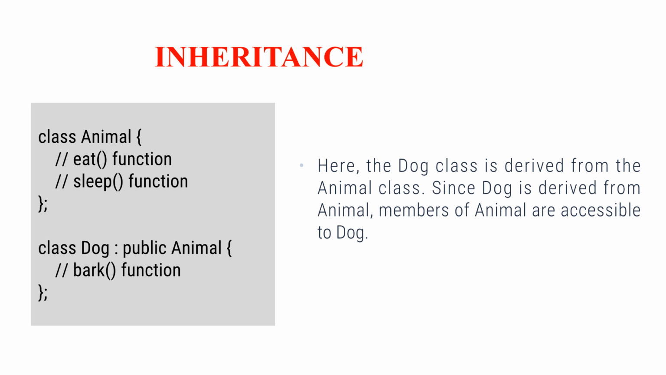For example, we have two classes named animal and dog. Animal has two functions named eat and sleep. Dog class has one function named bark. Also, the dog class is derived from the animal class, so it is able to use the functions eat and sleep.